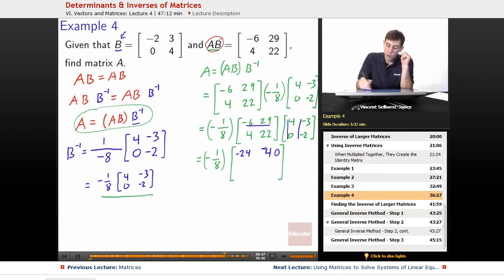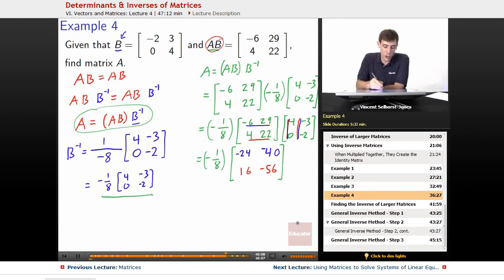Sorry about that. 4, 22 on 4, 0: 4 times 4 gets us 16, and 22 times 0 is just 0. 4, 22 on negative 3, negative 2: 4 times negative 3 is negative 12, and 22 times negative 2 is negative 44. Negative 12 minus 44 comes out to be negative 56.